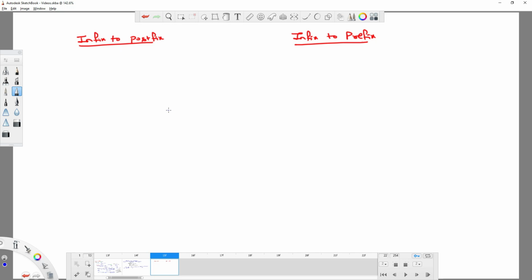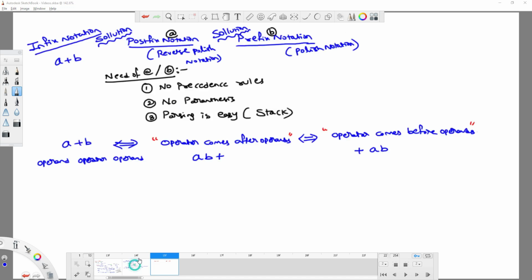Hi everyone, in this video let me explain how to convert infix notation to postfix notation and how to convert infix to prefix notation. In the earlier video I already covered the meaning of postfix notation. Postfix notation means the operator comes after the operands. In prefix notation, the operator comes before the operands.